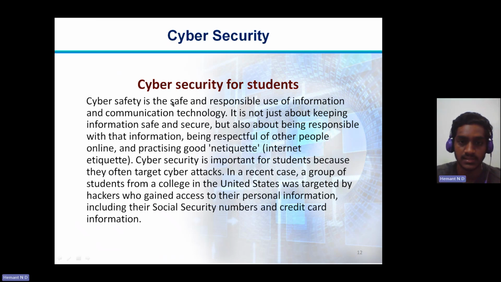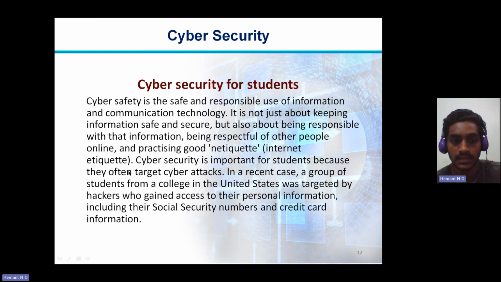So cyber safety is the safe and responsible use of information communication technology, as I said before. But in this case, it's not just about keeping information safe and secure, but also about being responsible with the information, being respectful of others online, and practicing good net etiquette. That's internet etiquette. So, cybersecurity is important for students because they are often targeted by cyber attacks. They are the most vulnerable targets in the current digital world.